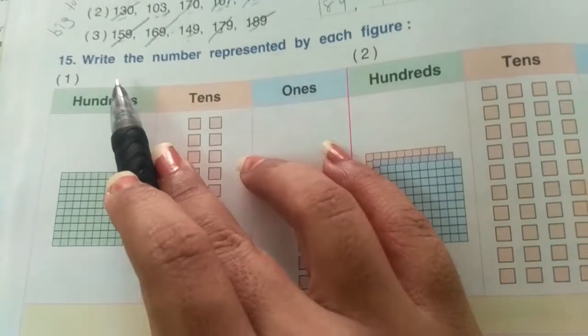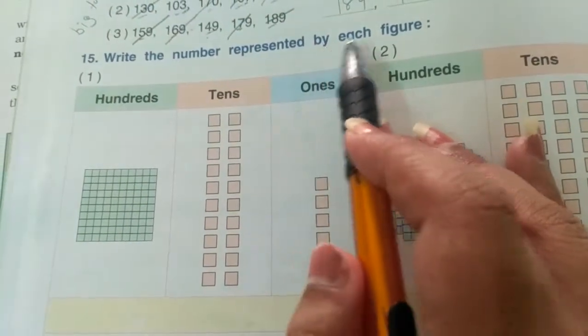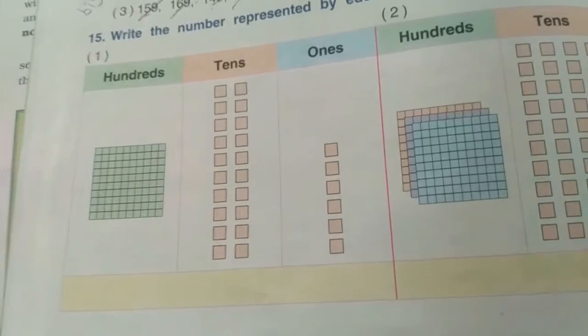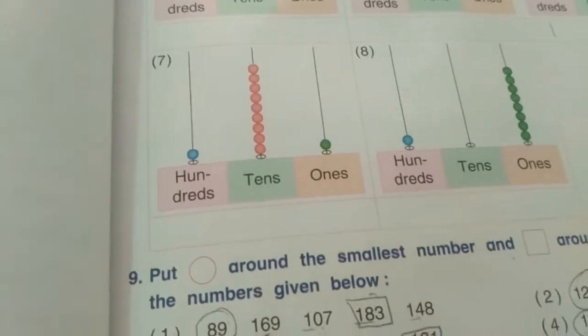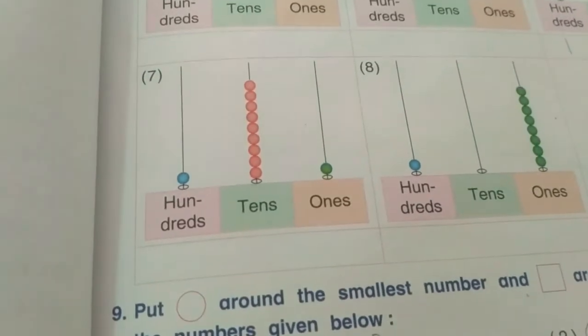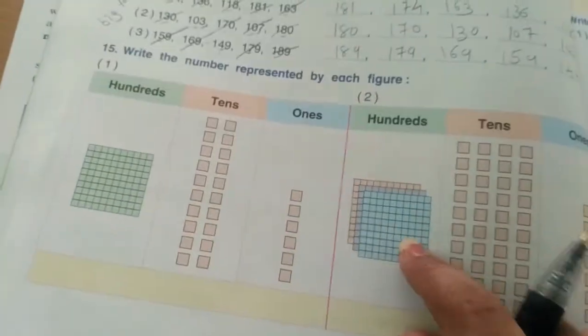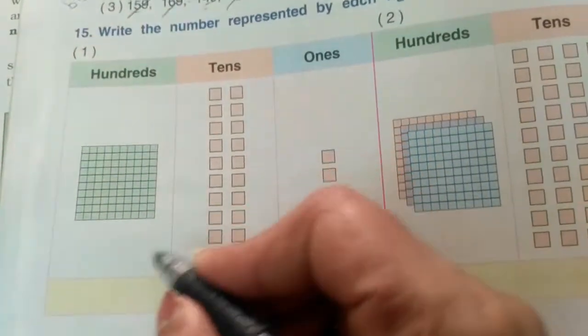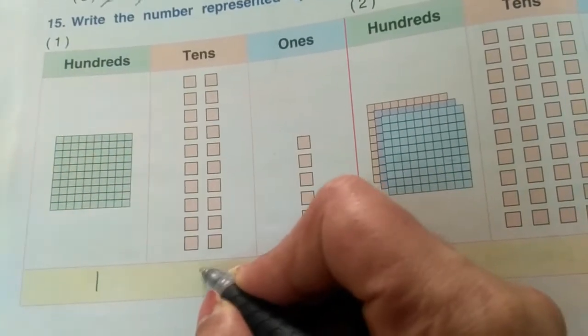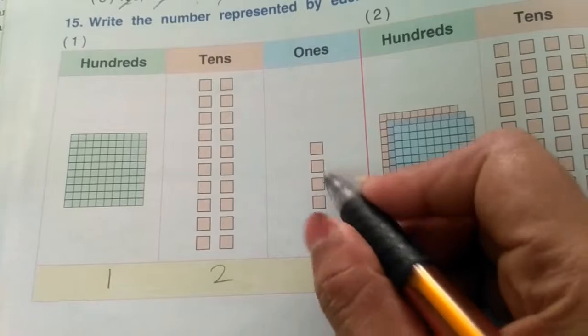Look at the workbook. Question number 15. Write the number represented by each figure. In the earlier exercise we had only 1 in the 100 place. Now you will get more than 1 in the 100 place. So look here, one group of 100, two groups of 10, and 1, 2, 3, 4, 5, 6. So this would be the number.